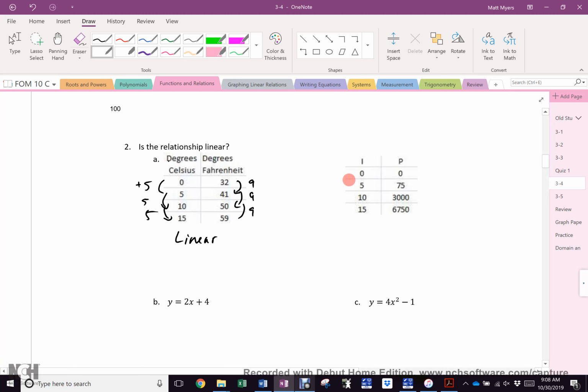All right, let's do the next one. What'd I go up by? 5. What'd I go up by? 75. You can already see. What's this one going to be?